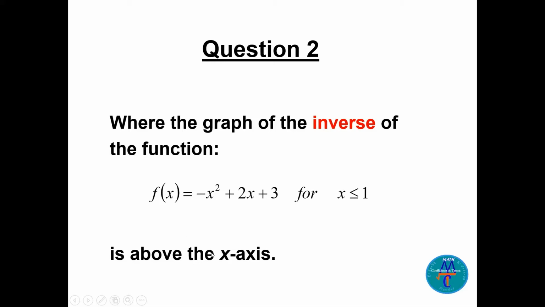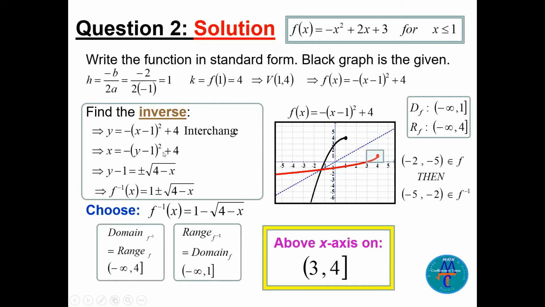Question number 2 says: where is the graph of the inverse of this function f of x equals minus x squared plus 2x plus 3, for x less than or equal to 1, above the x-axis? First, we have to check that this function is 1 to 1. This is a parabola with a condition. So we graph the function first, then we find the inverse.